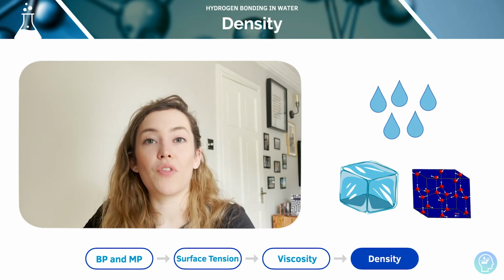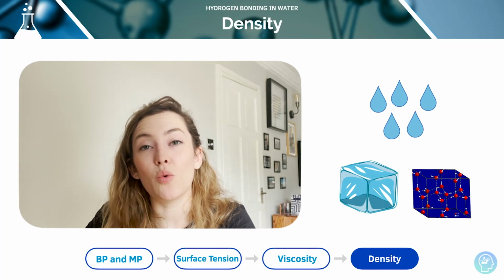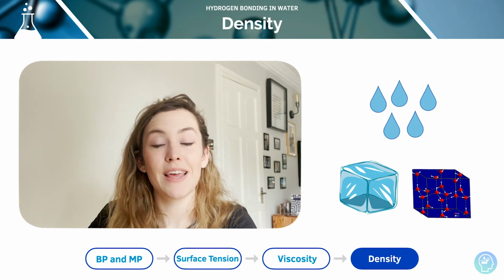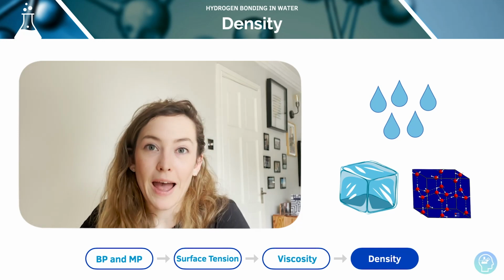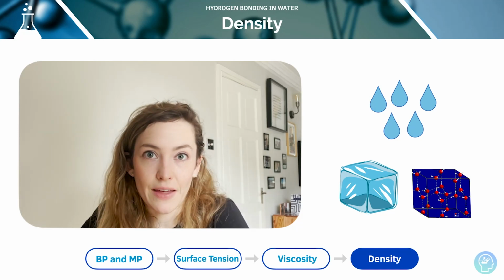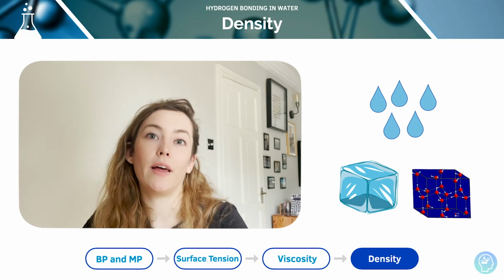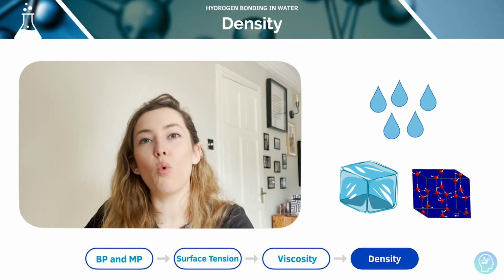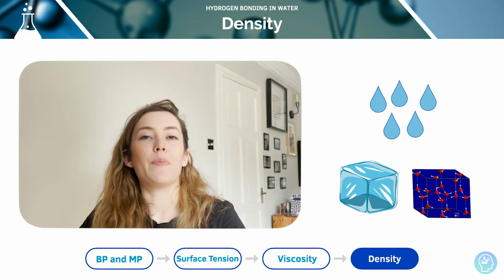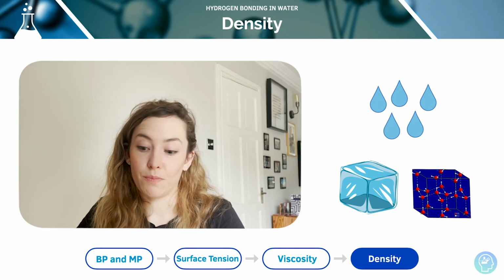And then we've got the idea of density. So we know that water exists in a liquid state at room temperature and pressure. The molecules are moving closely together in a liquid state, but they're not in a regular lattice structure. When water freezes, we are going to get more of the hydrogen bonds being formed.